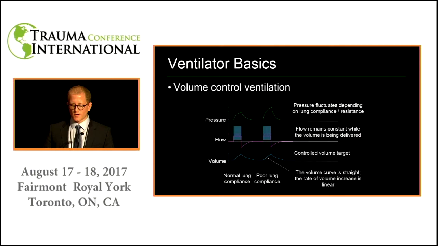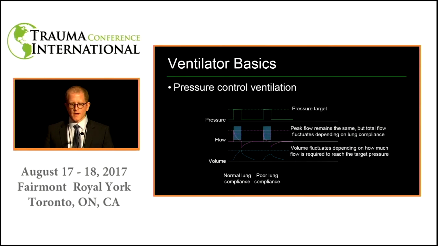A poor lung compliance, or someone with a stiff lung, will have higher pressures as a result of a specific volume that's being delivered. A patient who's under pressure control ventilation will have a specific pressure target that's allowed. The peak flow will remain the same, however the flow will fluctuate depending on the lung compliance, and therefore the volume will change over the course of the respiratory cycle.